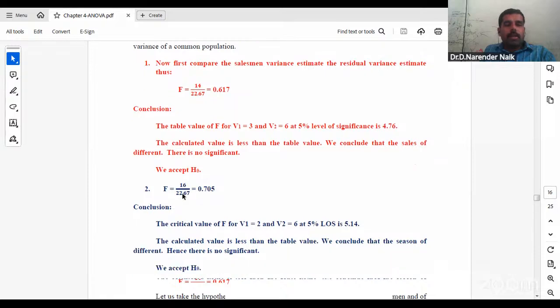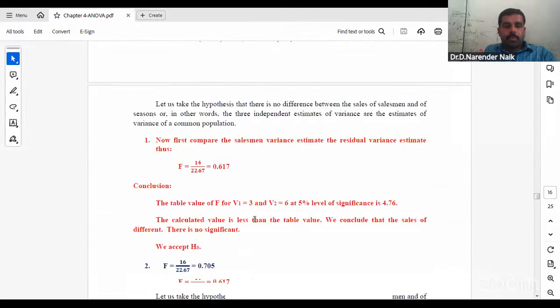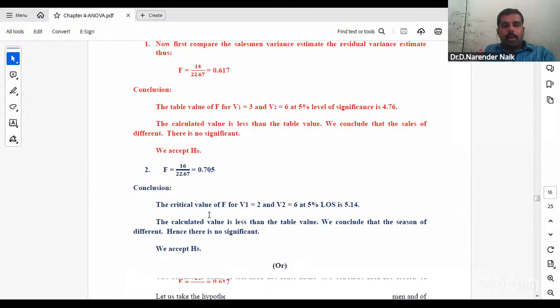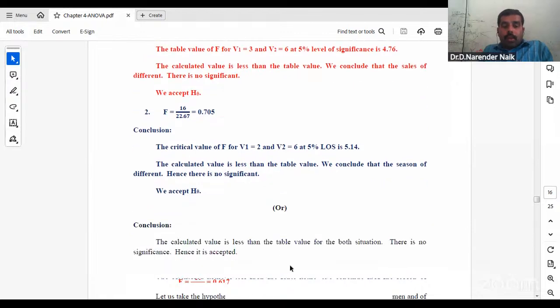Okay. In the second case, F is equal to 16 divided by 22.67. Again, we got the value here. The critical value for F with V1 is equal to 2 and V2 is equal to 6 at 5% level of significance is 5.14. The calculated value is less than the table value. We conclude that there is no significant difference between seasons. We accept H naught. So another conclusion is there.